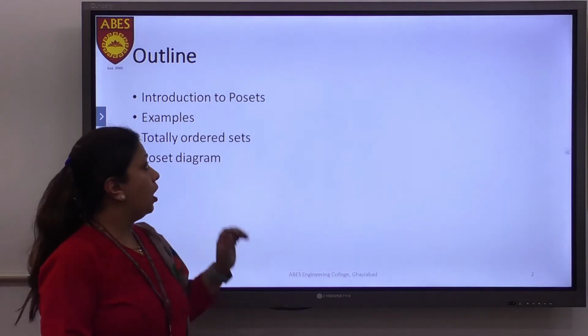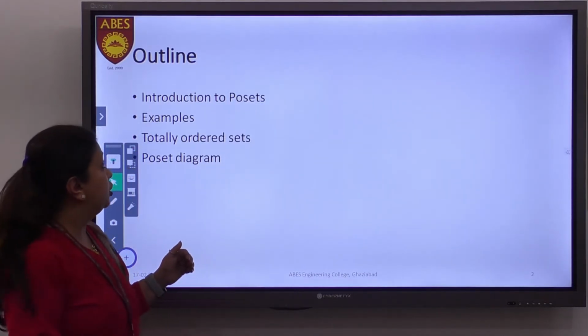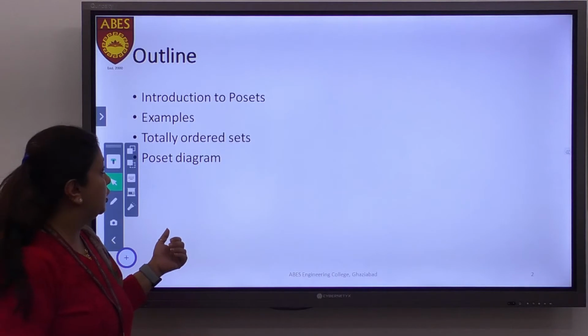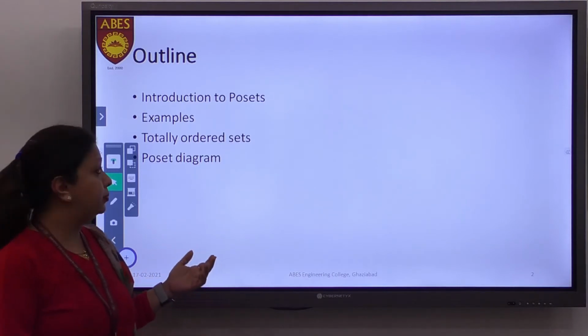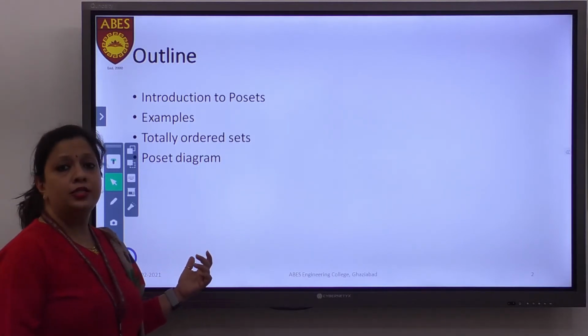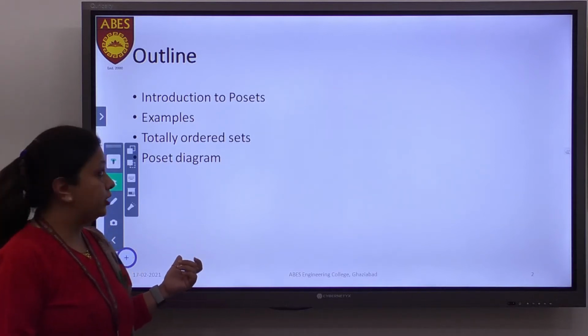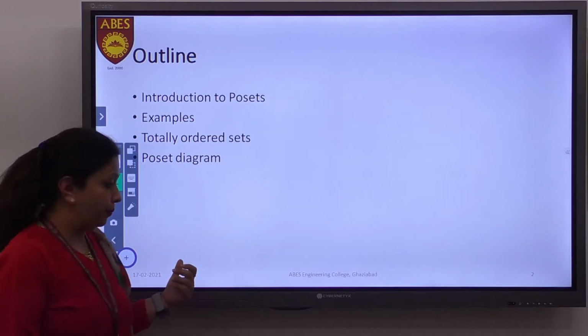So this is the outline of what we will be covering in today's lecture. First we will have an introduction to Posets, then we will be discussing a few examples on Posets, then we will be discussing what totally ordered sets are, and then the Poset diagram.